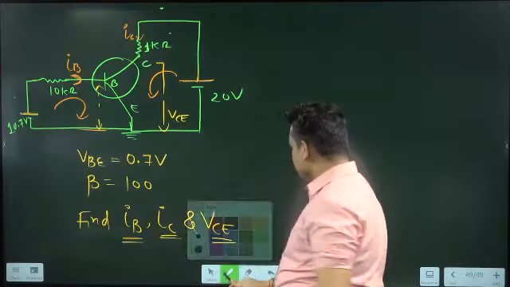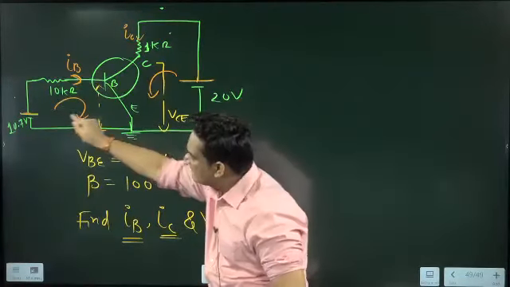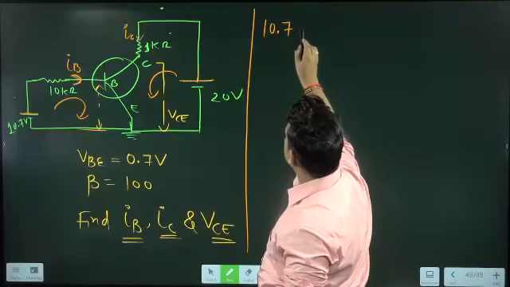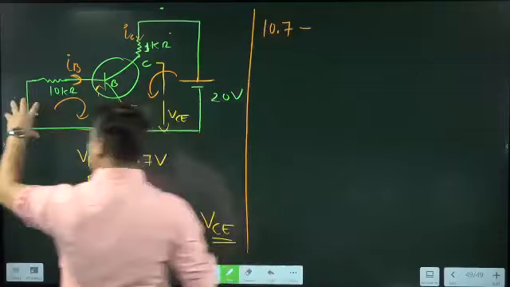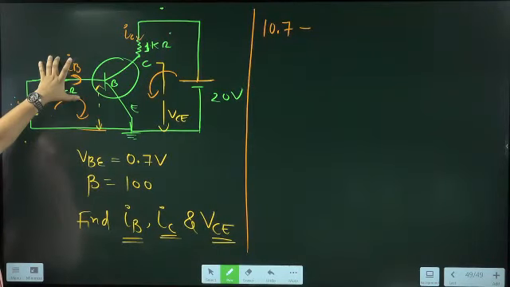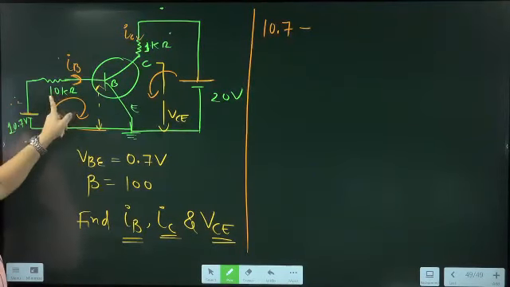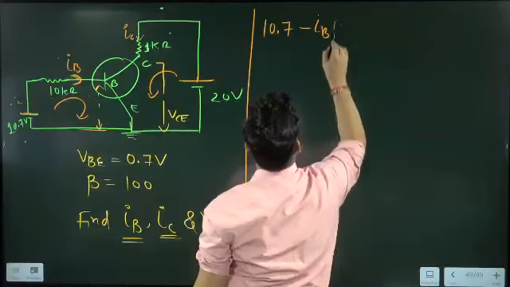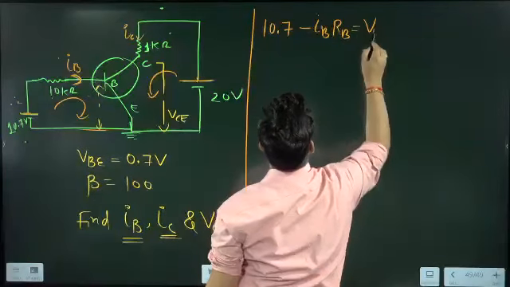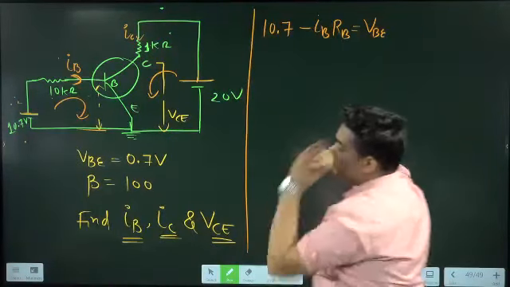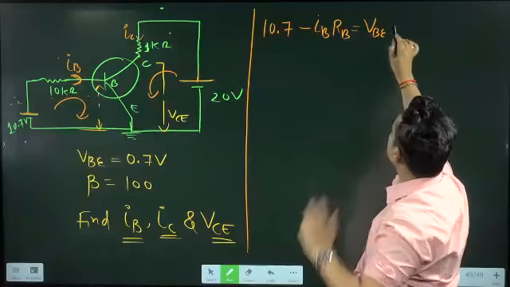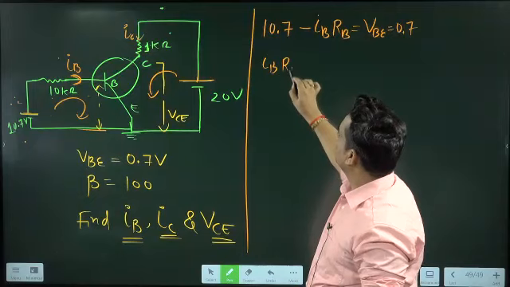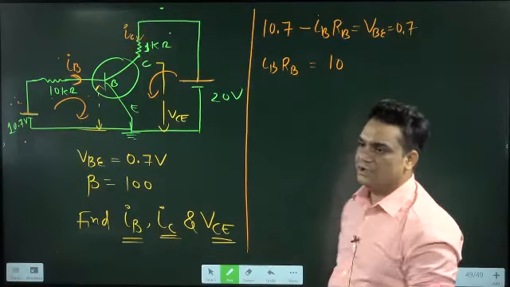So let's write here. If I make a circuit, meaning connection here, you are starting with 10.7. Out of 10.7, how much will you lose here? You will lose IB into RB. So we can write 10.7 minus IB RB equal to VBE. VBE is given in this question, that is 0.7. So IB into RB becomes equal to 10. I hope this is clear.